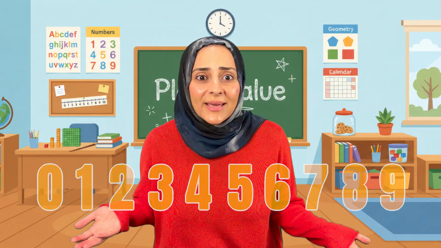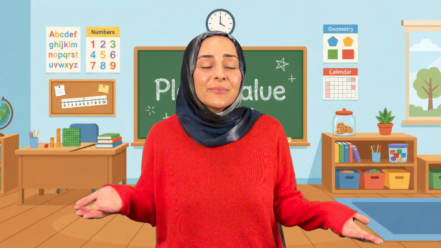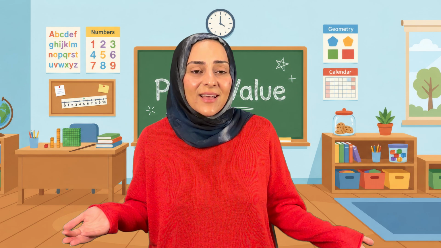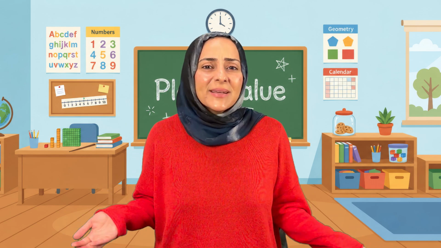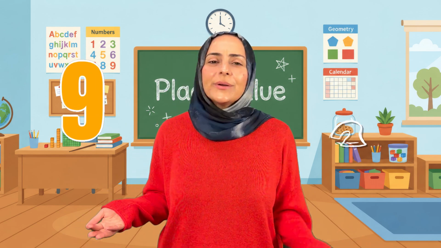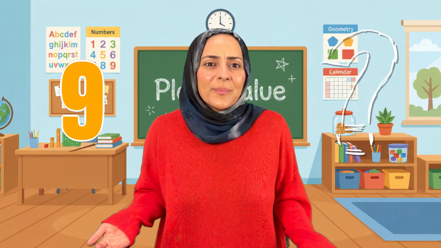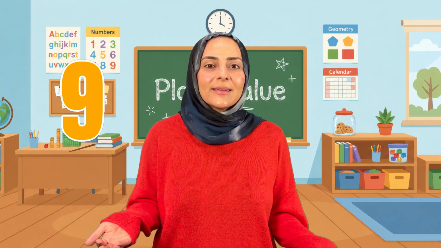But how could that be? All these numbers made up of just these 10 digits? But the biggest digit we have is 9. What do we do if we need a number bigger than the number 9? Like 10 or 20 or 55?